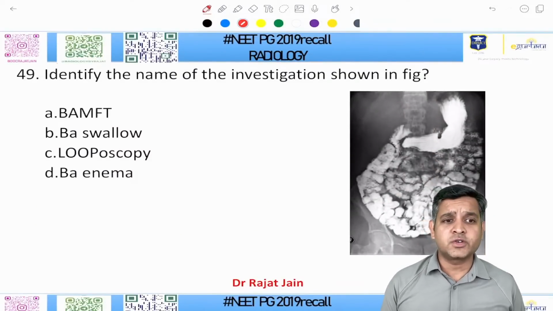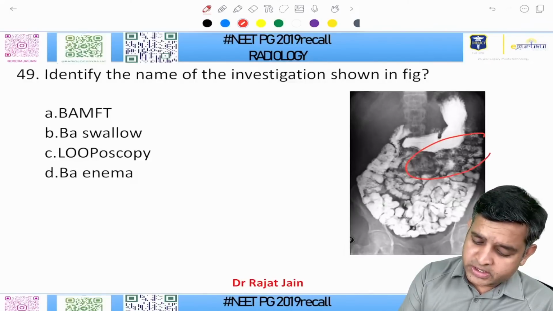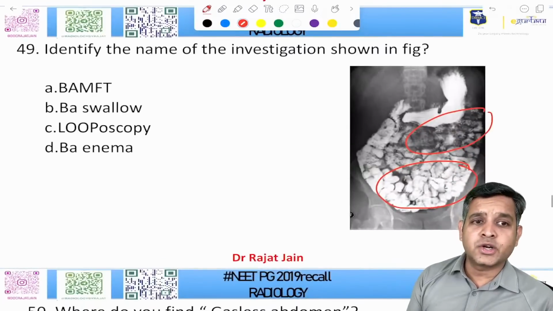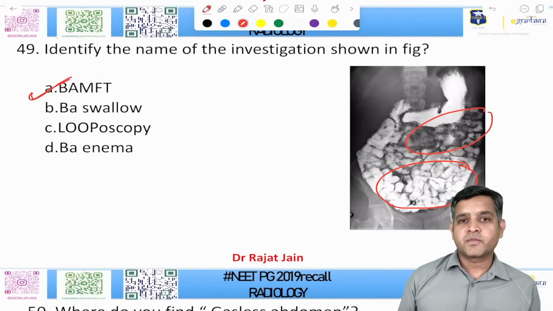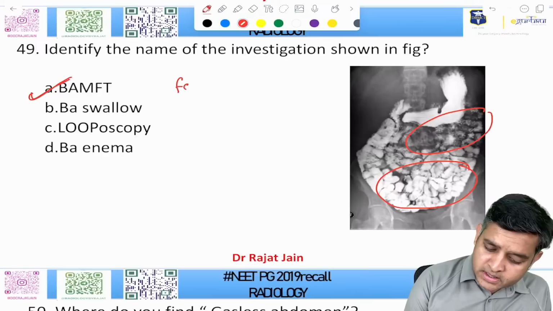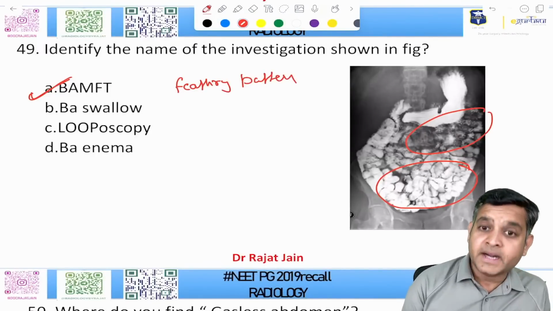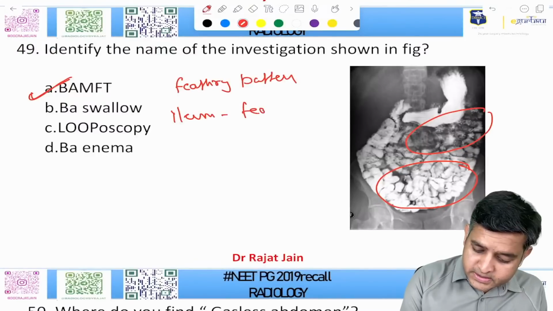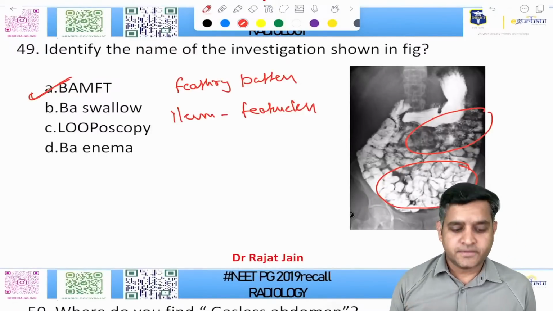Identify the investigation. What do we see? If we are seeing the jejunal loops and ileal loops, the name of the investigation is barium meal follow-through. Jejunum has a feathery pattern. Ileum is featureless. Jejunum has a feathery pattern and ileum is featureless.